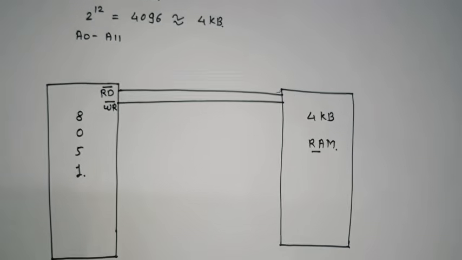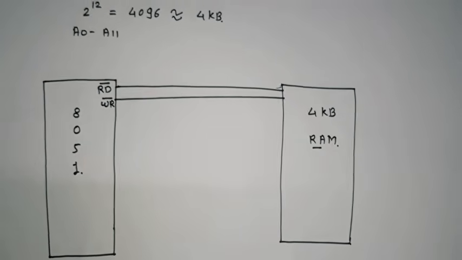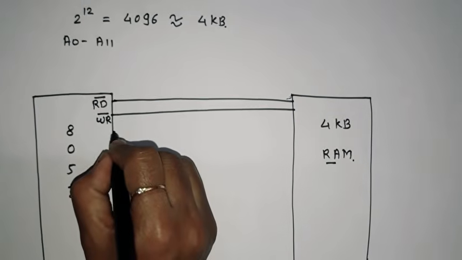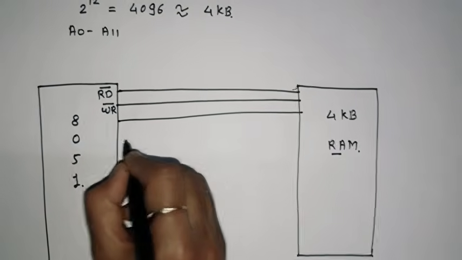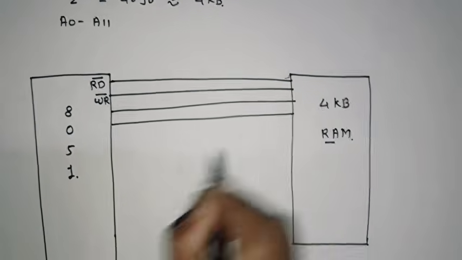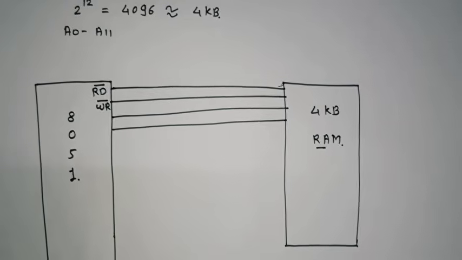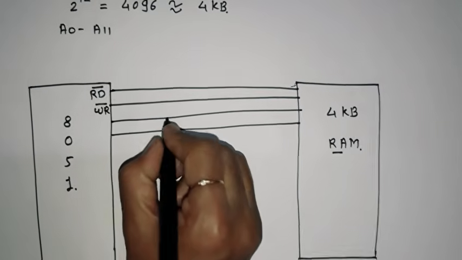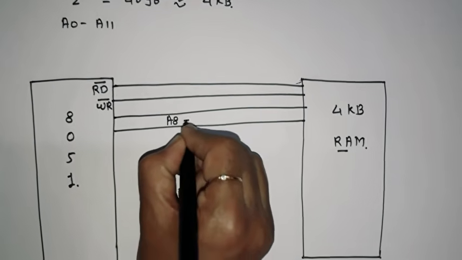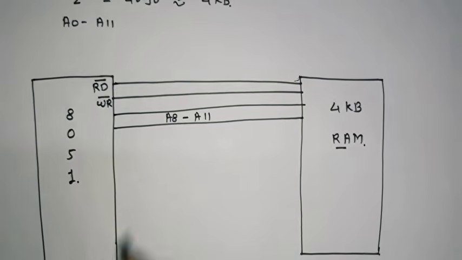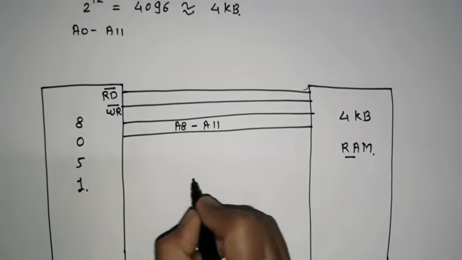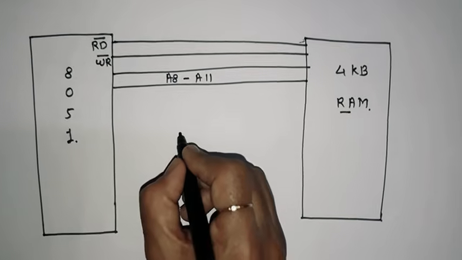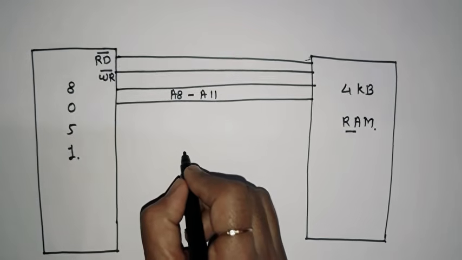Now we are using 12 address lines, that is A0 to A11. So connect the address lines. Here we have to consider only the high order address bus first. From that we can write A8 to A11 only. Now we will think about the low order address bus.